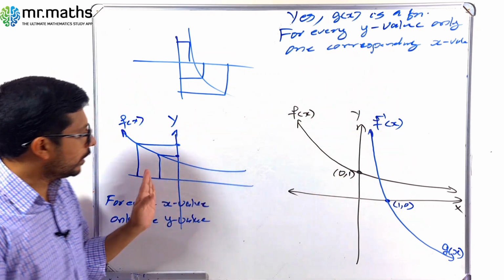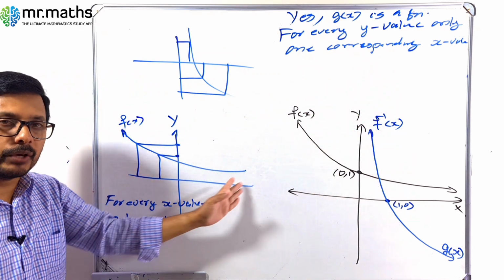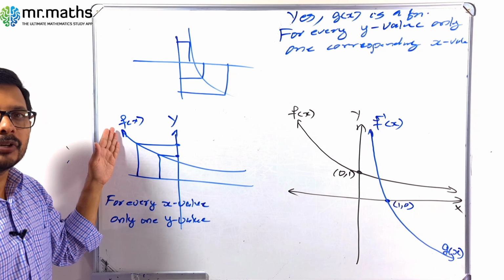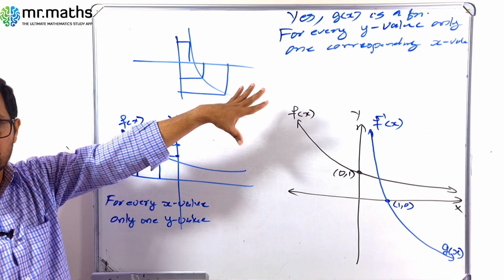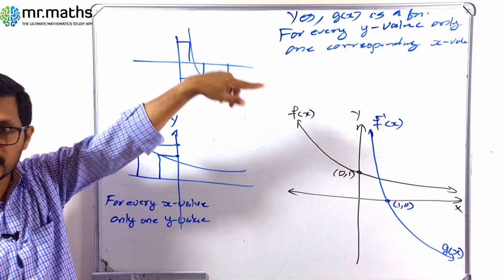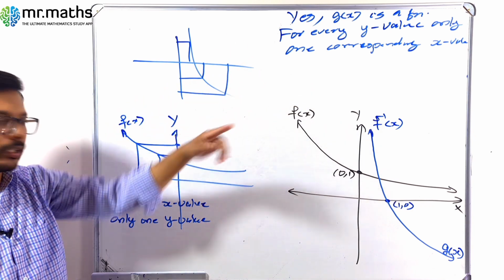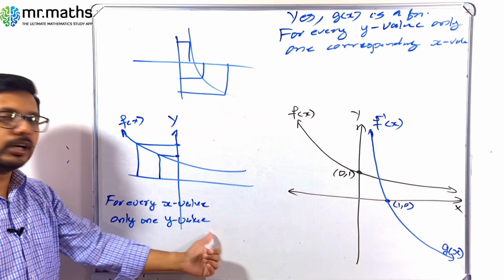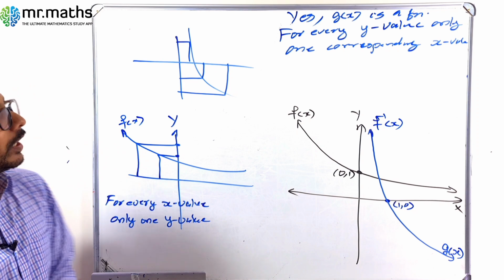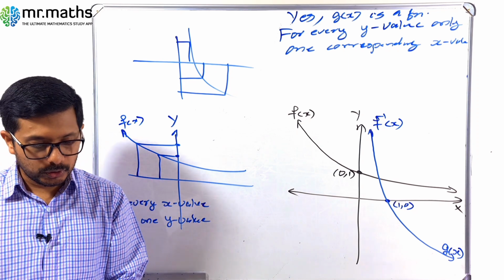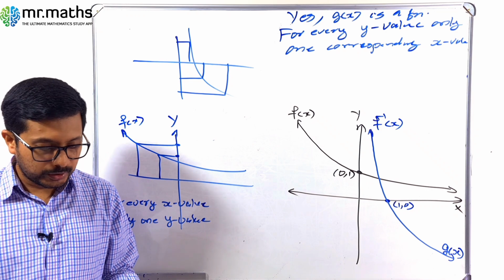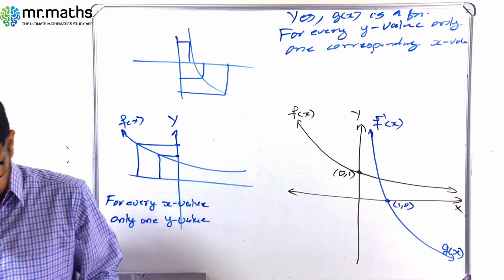But here, for the straight question g of f of x, what do we have to write? For every x value. Since that one is an inverse graph, that is why we wrote for every y value, only one x value. Otherwise, for every x value, only one y value. So that is question number 5.2. Now question number 5.3. What is question number 5.3?